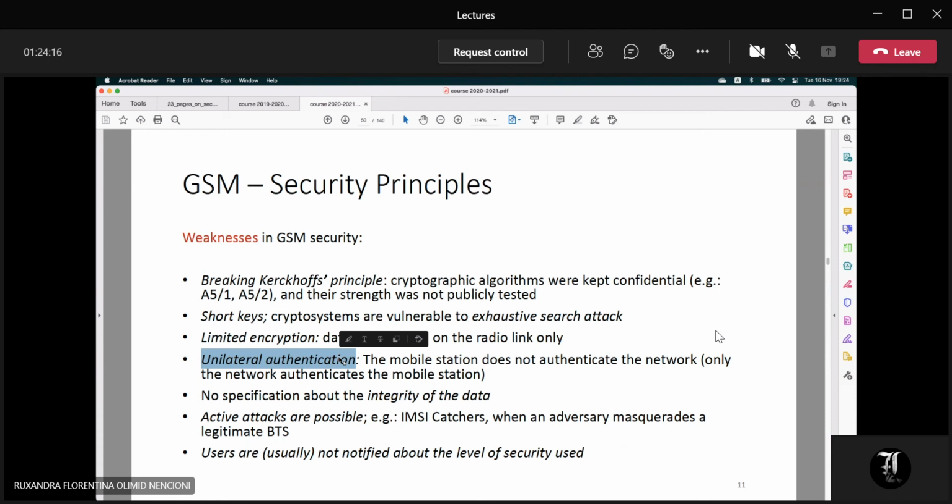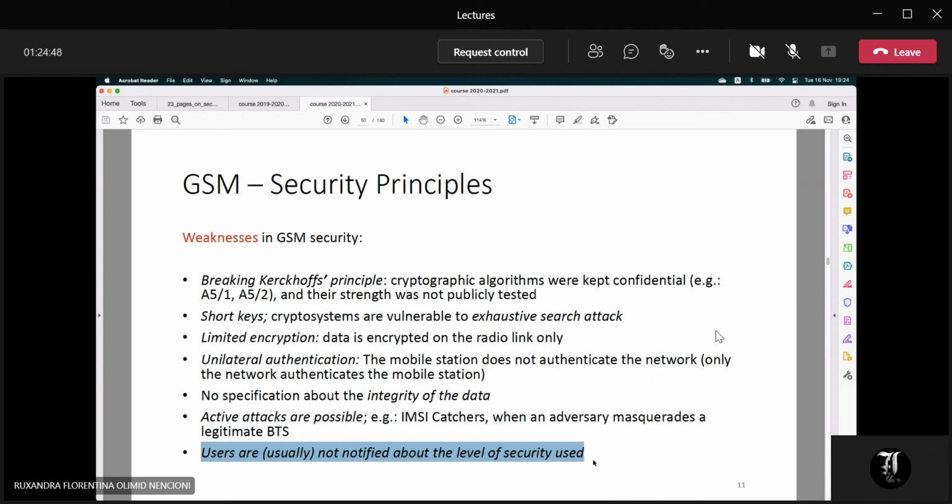If somebody sets up a fake tower, I'm just connecting to it and giving whatever it's asking me. It's asking me the ID, I give the ID. It's asking me, I don't know, a challenge on the key, I give the challenge, because it's going to be a challenge response mechanism and so on. No integrity, we already said. Active attacks are possible. So you can masquerade, you can set up a tower. And users are not notified about the level of security used, even now.